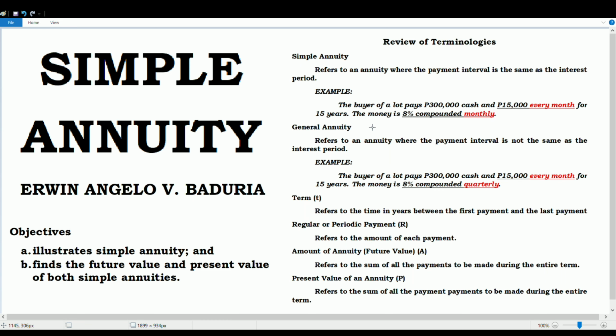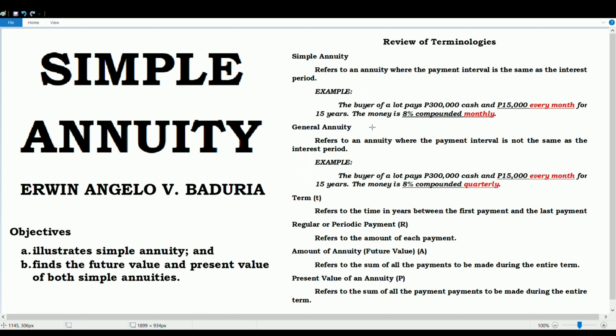Number one, simple annuity is an annuity where the payment interval is the same as the interest period. Again, payment interval is the same as the interest period. Example: the buyer of a lot pays 300,000 pesos cash and 15,000 pesos every month, for 15 years. The money is 8% compounded monthly. If you observe, our 15,000 pesos monthly and 8% compounded monthly have the same payment interval. We should have the same payment interval in simple annuity.